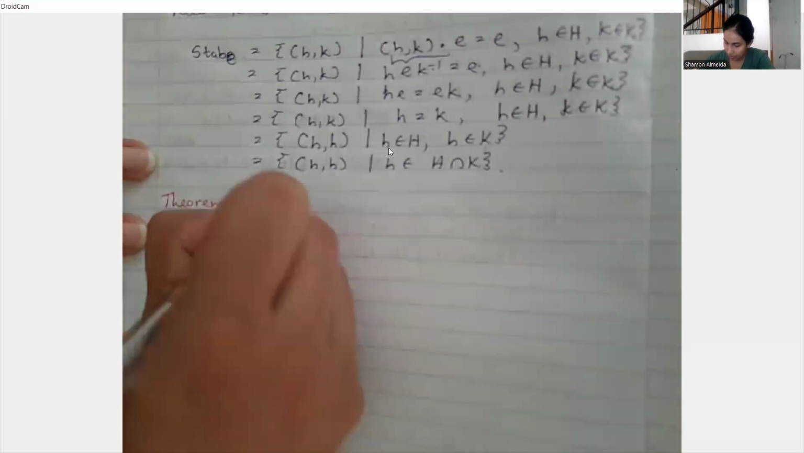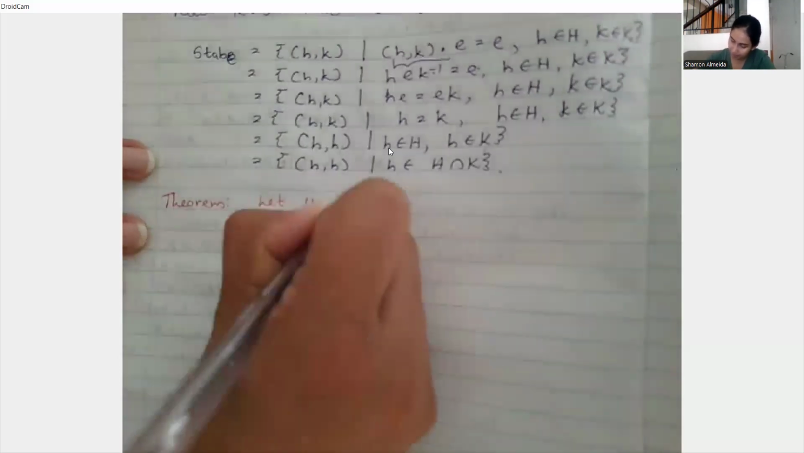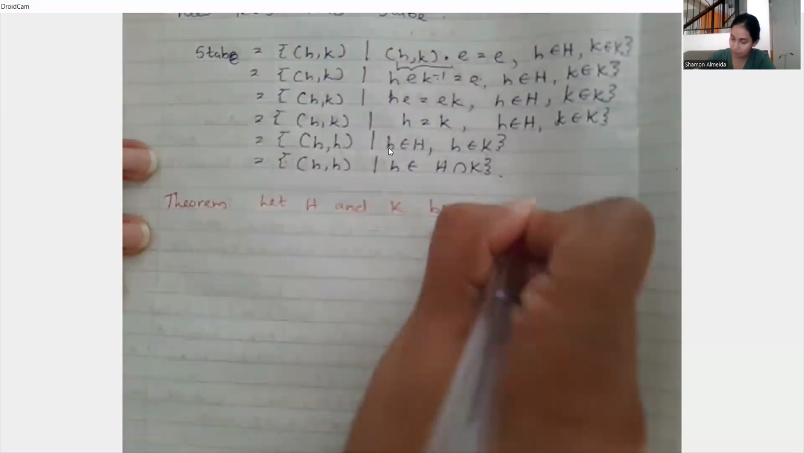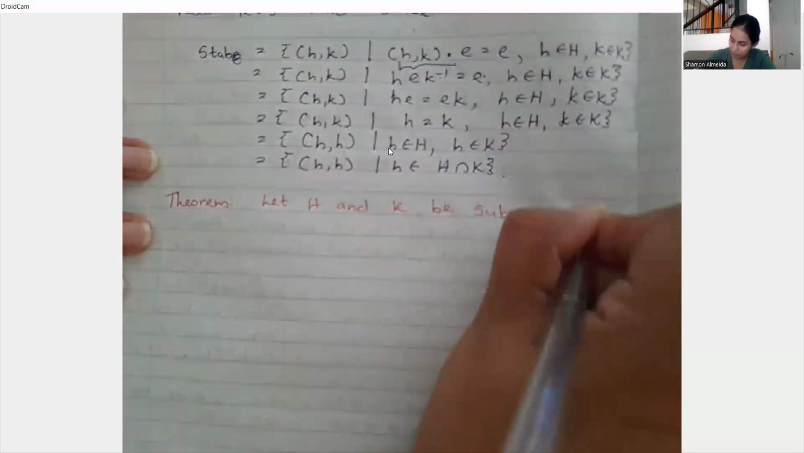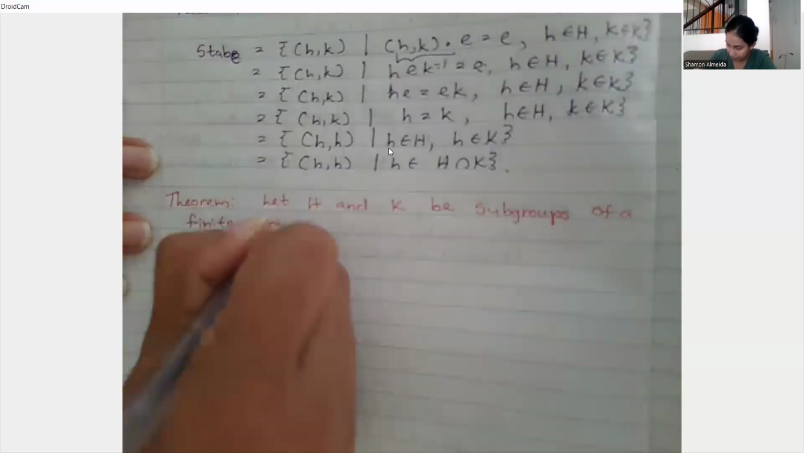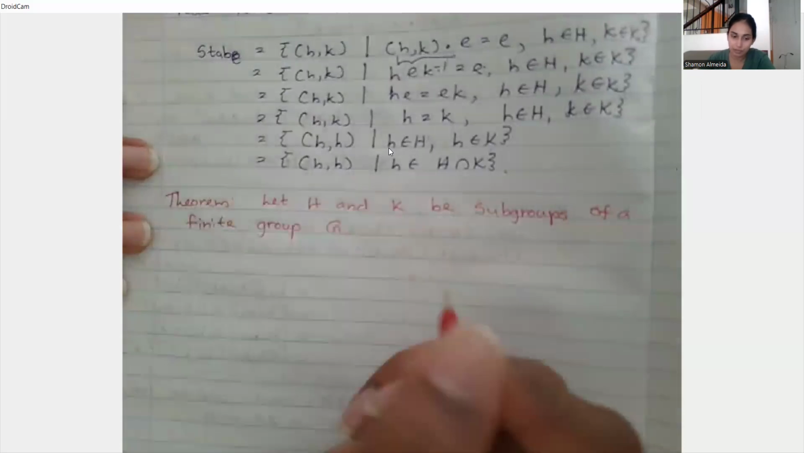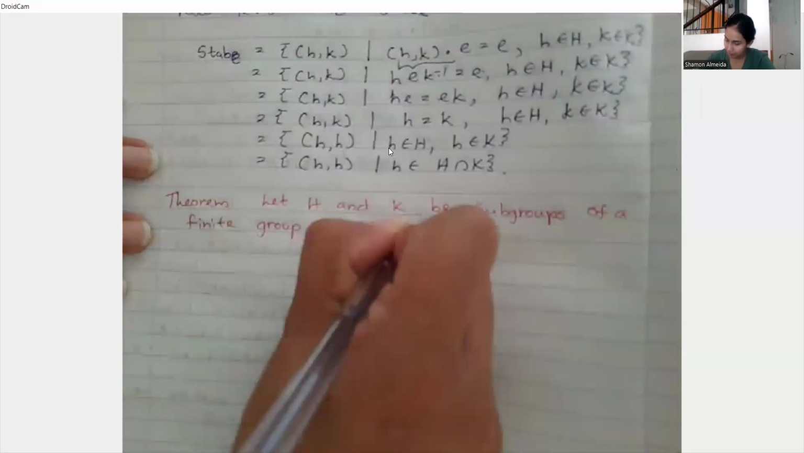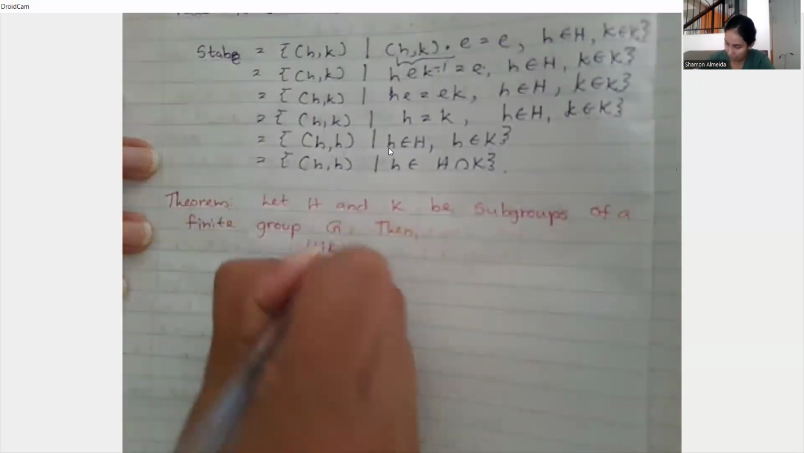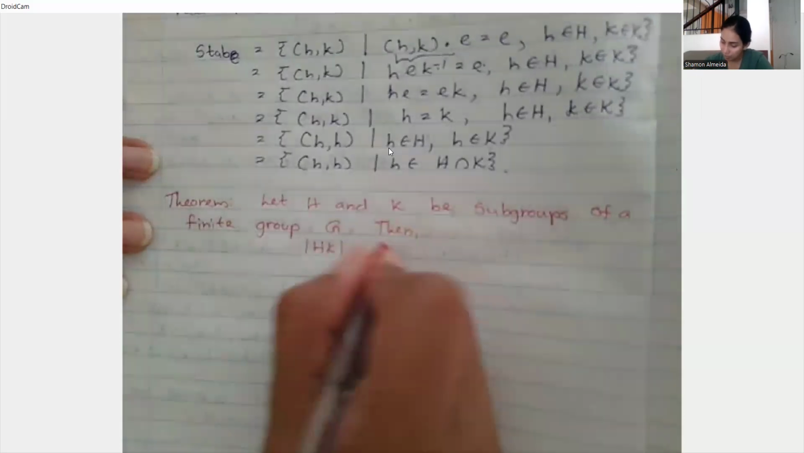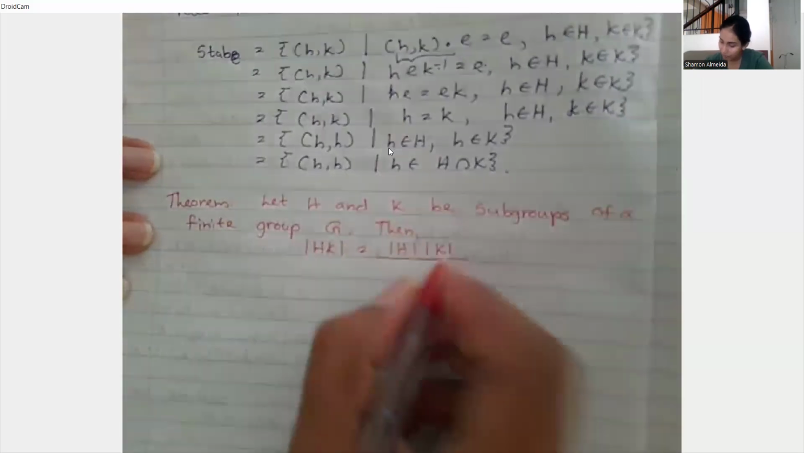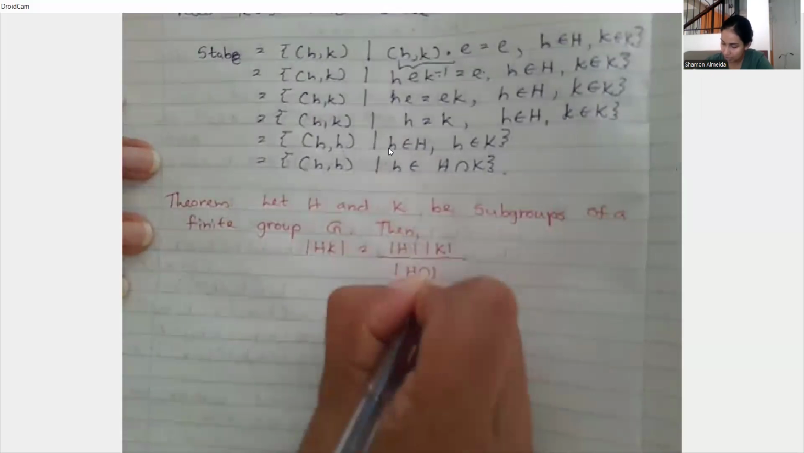Okay, let H and K be subgroups of a finite group G, then the number of elements, or order, of the set HK is equal to the number of elements in H times the number of elements in K over the number of elements in H intersection K.